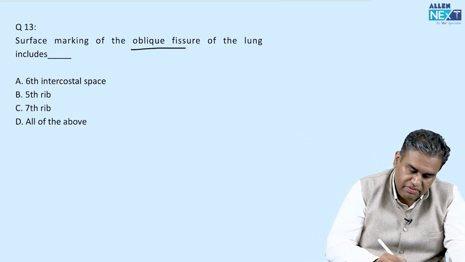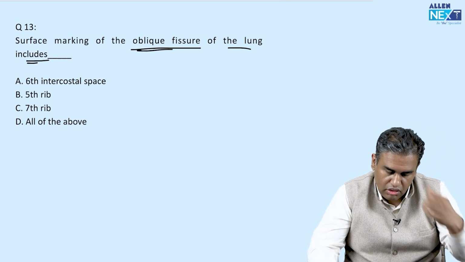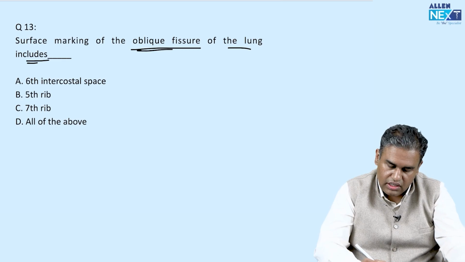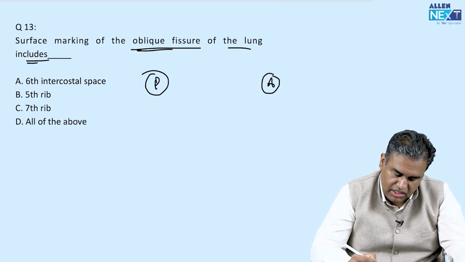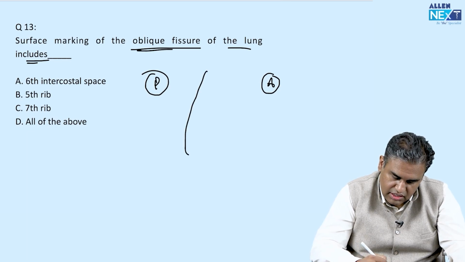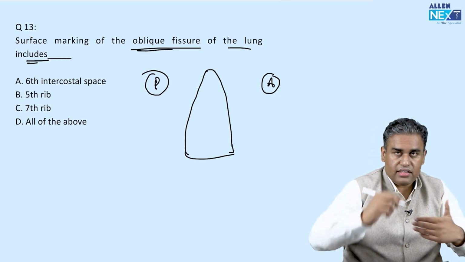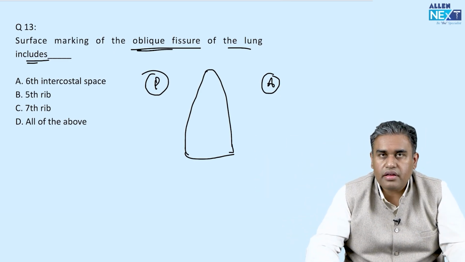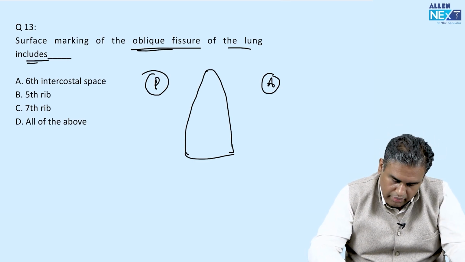Surface marking of the oblique fissure of the lung includes, a very good question. Nowadays these questions do come. Now see what happens if you look at a person on the lateral view, this is the anterior and the posterior part. Imagine the lateral view, if you are viewing from the right side, this is the lung over here on the right side. Let's see the oblique fissure of the lungs on the right side.